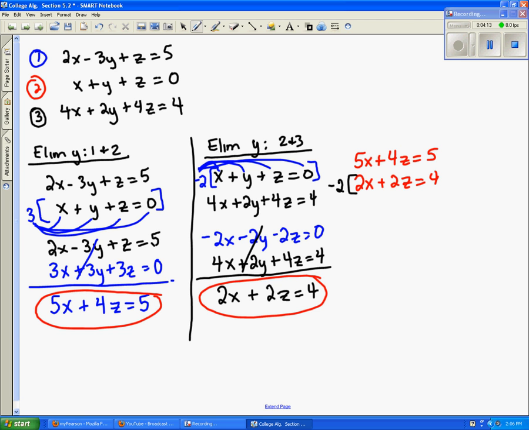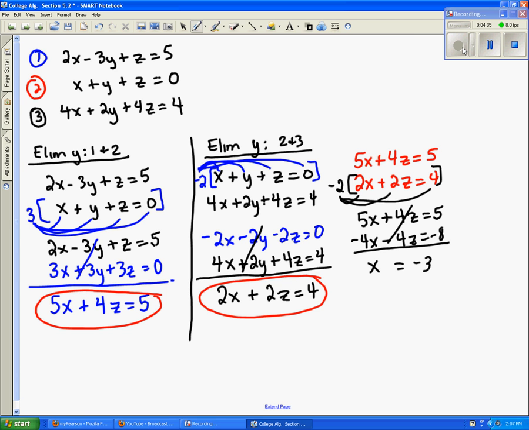So now I'm going to just copy down my first one exactly as it is. Now this second one I'm going to distribute. Negative 4x minus 4z equals negative 8. That gives me x, these cancel, equals negative 3.